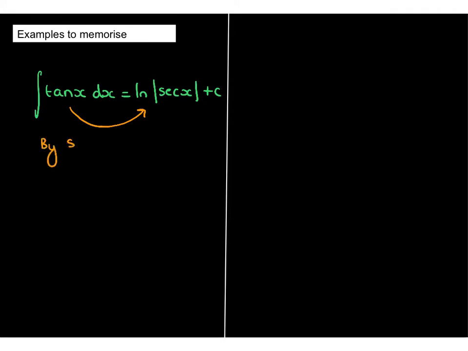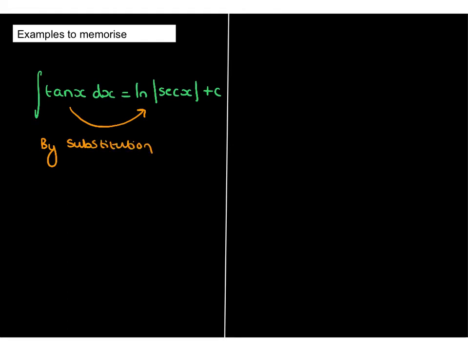Now, there are two integrals which I think it is worth memorising how to integrate each of them. Now, one of these is the integral of tan x with respect to x, which actually gives you a result of ln mod sec x plus a constant. Now, how do we get to that result? You need to be able to demonstrate how we integrate tan x to get ln mod sec x, and of course we do this by substitution.